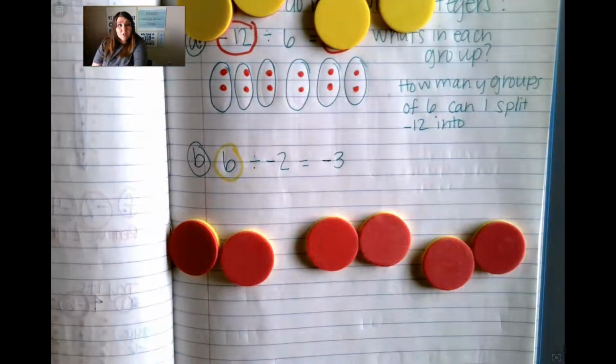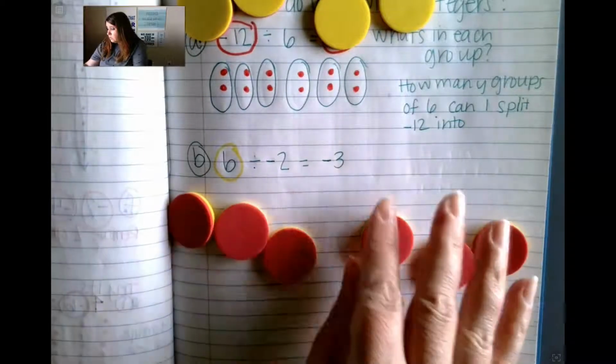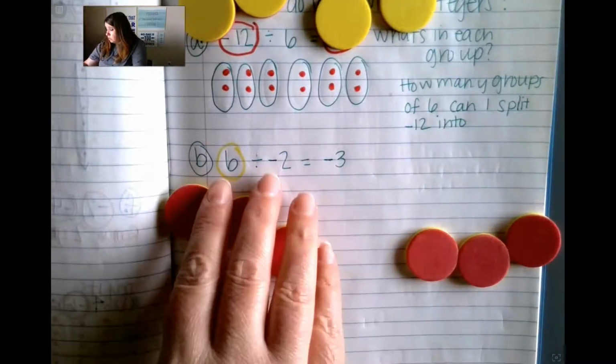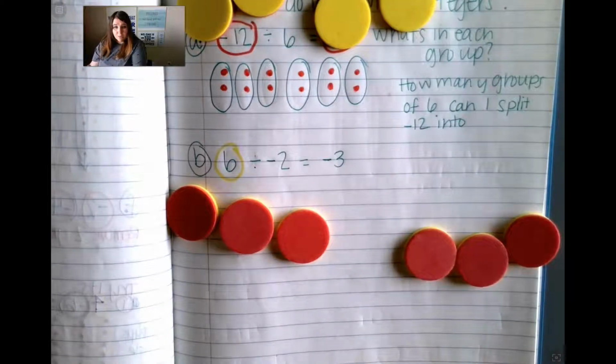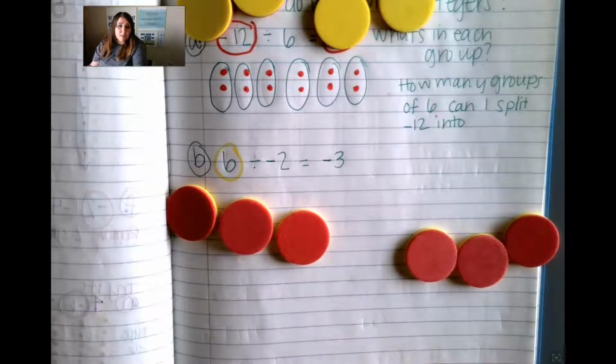I could also look at this and say, how many equal groups can I split 6 into if I did it into 2 groups? If I remove 2 groups, within each group is 3 negatives. So you can look at this either way. Either way, you end up with -3.